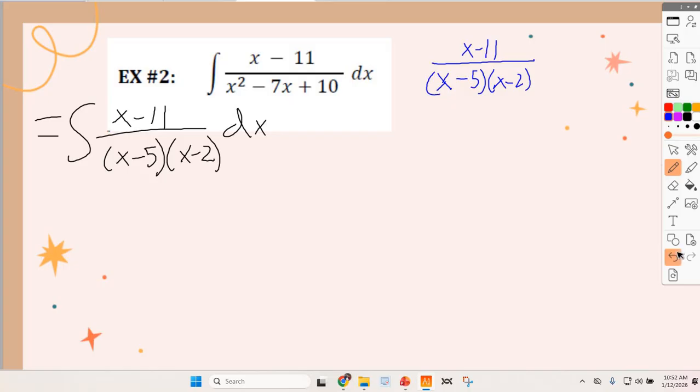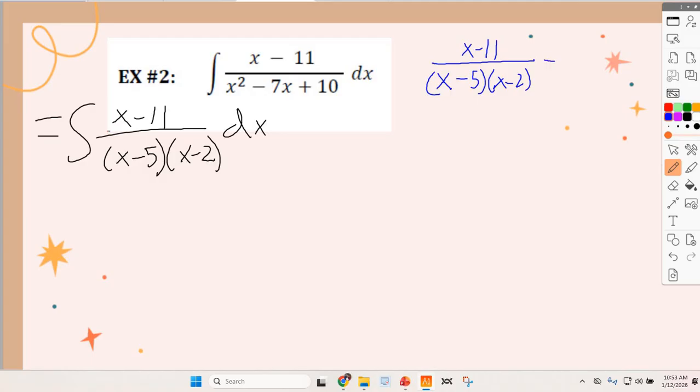And just so you know, it does not matter which order you put these in. Whether you put the X minus 5 with the A and the X minus 2 with the B, or vice versa. As long as when you solve for A and B, yours would just be flipped. So you'll still get the same numbers over the corresponding denominators. You would just have different variables than if somebody else had them flipped. Are y'all with me? Okay.